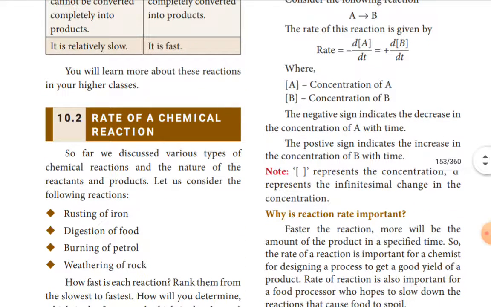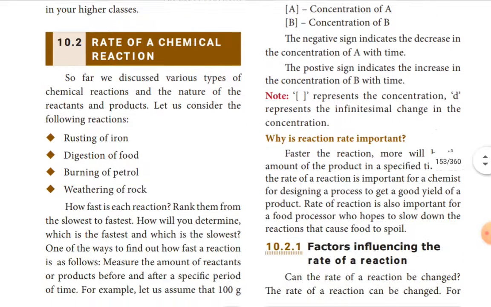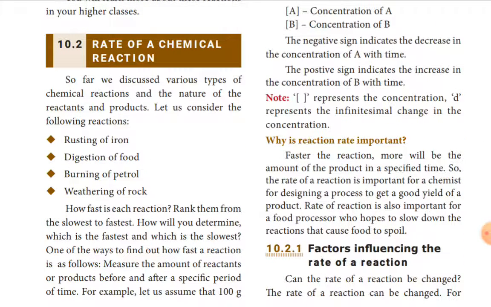Then, rate of chemical reaction. So far we have discussed various types of reactions and the nature of reactants and products. Let us consider the following reactions: rusting of iron, digestion of food, burning of petrol, weathering of rock. How fast do these reactions take place? Rank them from the slowest to the fastest. How will you determine which is the fastest and which is the slowest reaction?